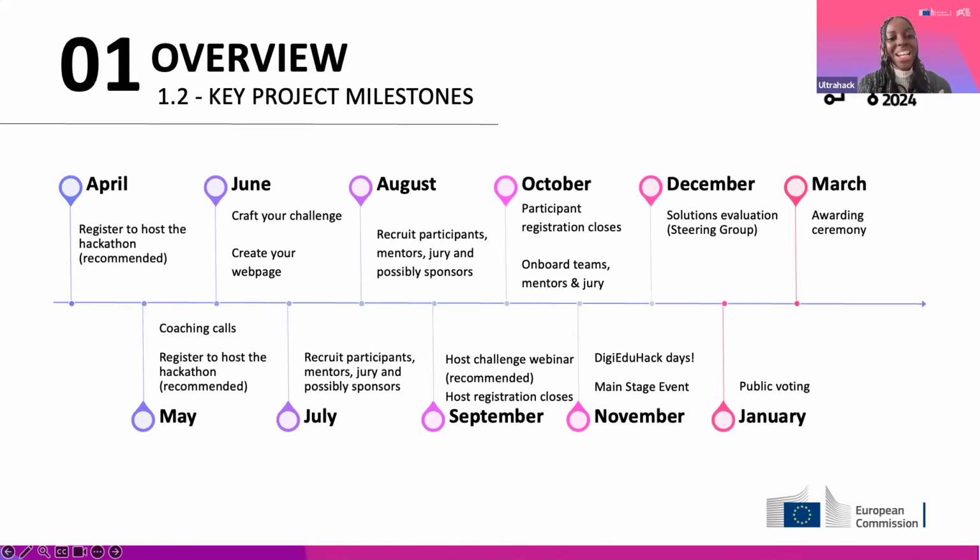In November, we have the DigiEduHack Days and the main stage event. December is the time for the solutions evaluation by our steering group. And in January, we open the public voting. In March, we get to see who are the winners in the awarding ceremony. So these are the key project milestones.